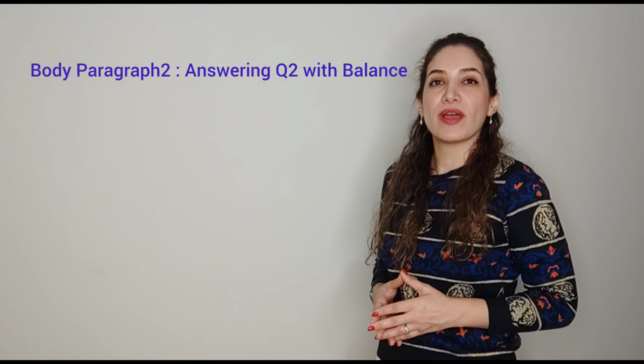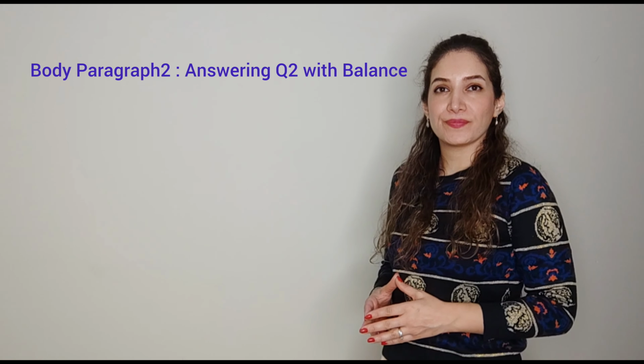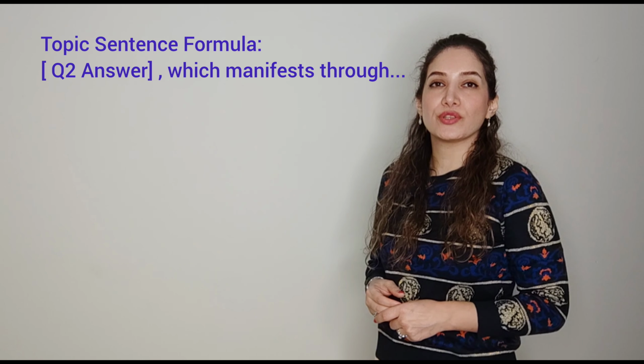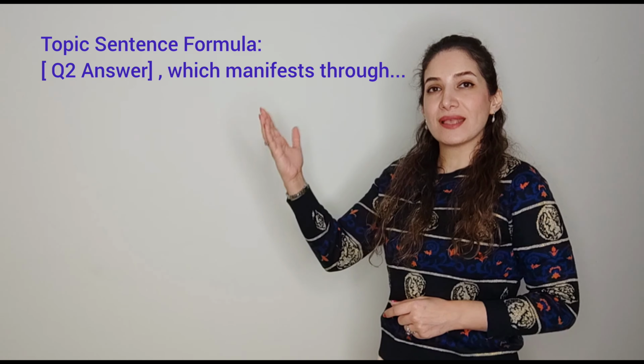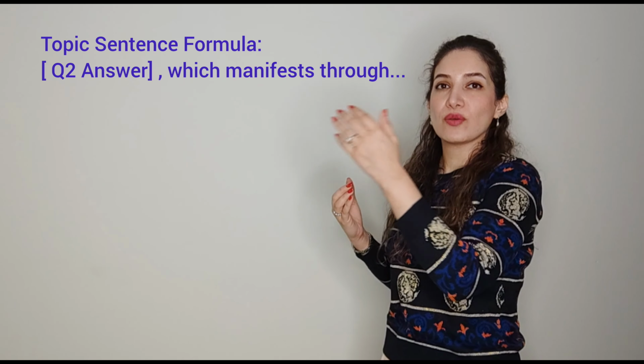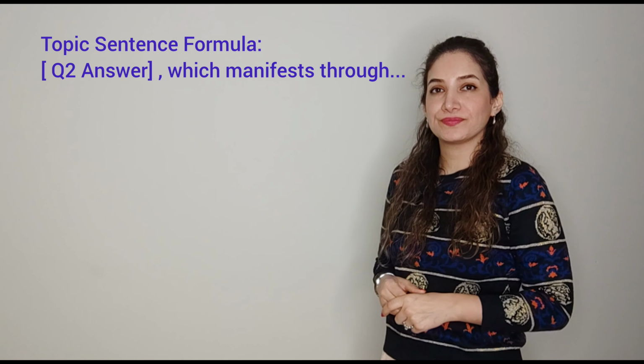Now it's time to answer question 2, or time to write body paragraph number 2. We keep in our mind that we have to write body paragraph number 2 in balance with body paragraph number 1, because our answers should be equal. And now the topic sentence for body paragraph number 2 can be like this. We answer question number 2, and then we can use a phrase like this, which manifests through.